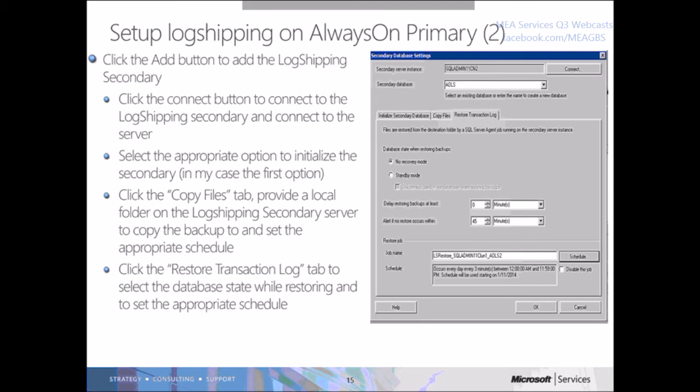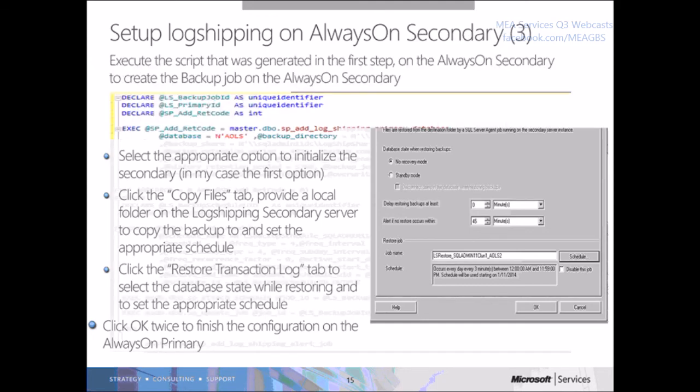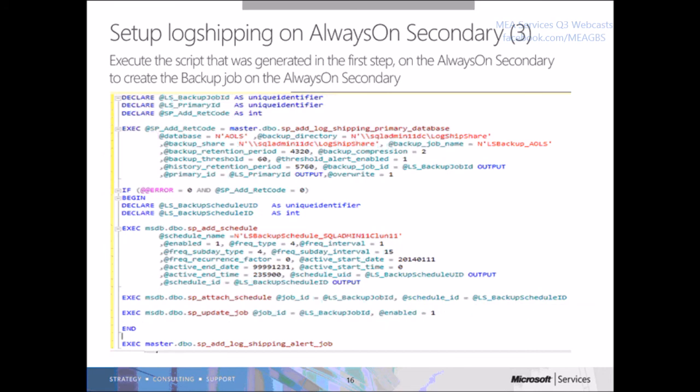So once this is done, clicking on OK twice to finish, what we have done is we have set up LogShipping on the AlwaysOn Primary. And we have also set up the copy job and the restore job on the LogShipping Secondary. So that then leaves us only to create the backup job on the AlwaysOn Secondary server. So at this stage, we have two options to do so. How to set up the LogShipping backup job on the AlwaysOn Secondary.